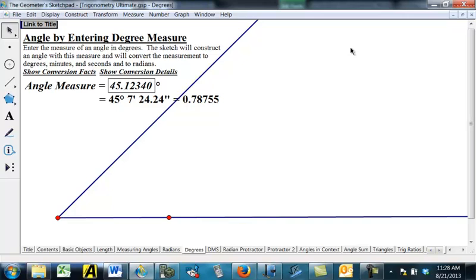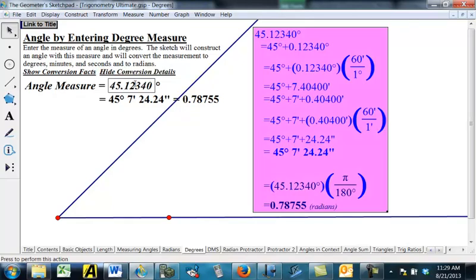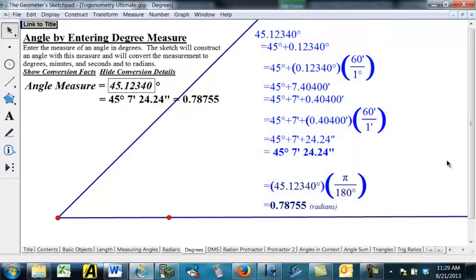Now, in this particular one here, we can do some conversions by working with these conversion factors. So here's an angle that's not exactly but approximately 45.12340 degrees. How do we convert that to degrees, minutes, and seconds, and radians? Okay, I've got the details worked out here. So first of all, let's look at the part at the bottom down here first. To change to radians, all you have to do is multiply by pi over 180 degrees.